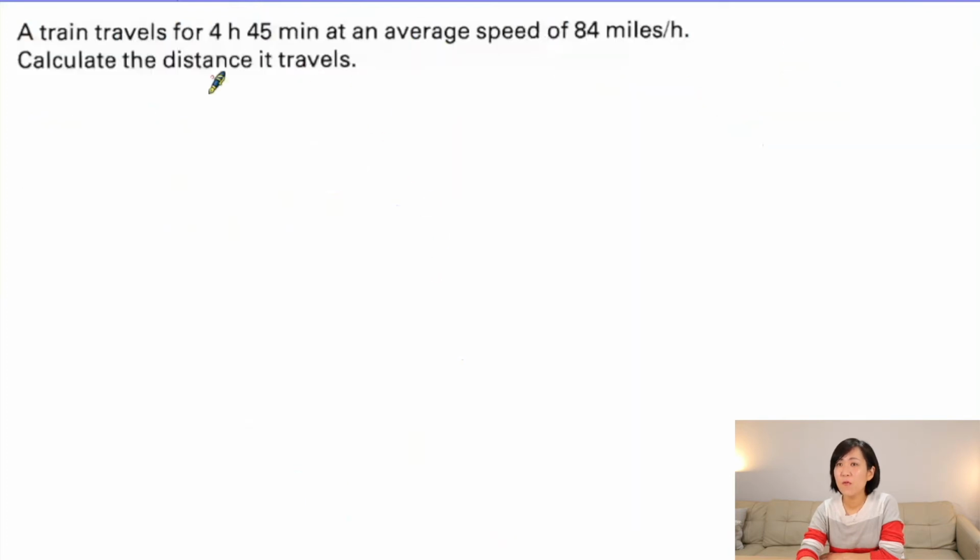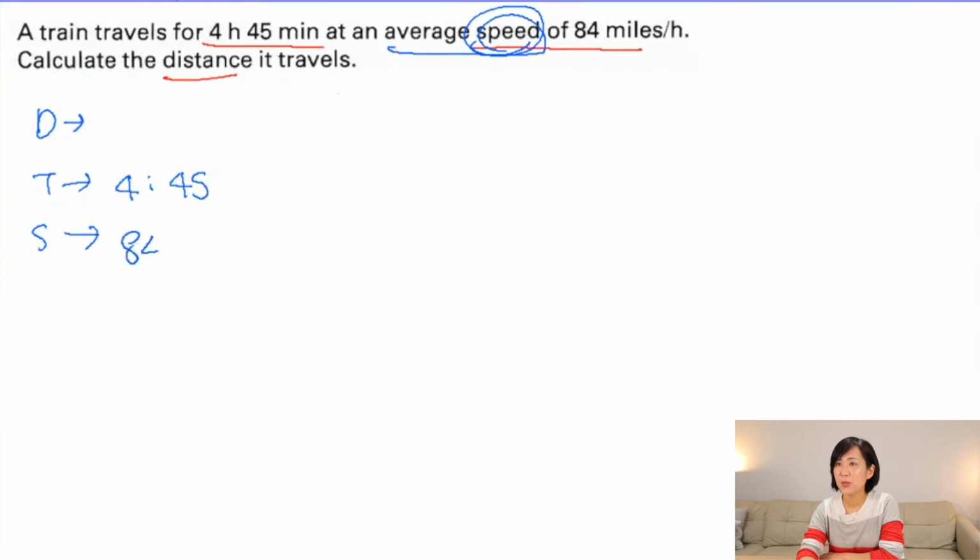A train travels for 4 hours and 45 minutes at an average speed of 84 miles per hour. Calculate the distance. Now this time DST. We calculated speed before, but this time we have a speed, as you can see. Let's always try to write down the DST and identify the missing value. So D is the missing value, and T is 4:45. Then speed, we have a speed that is 84 miles per hour.